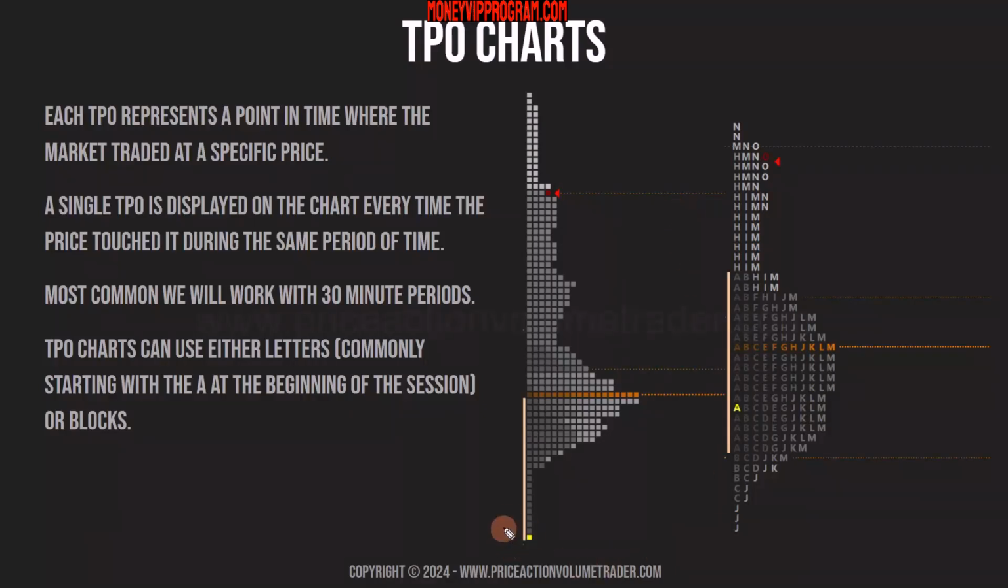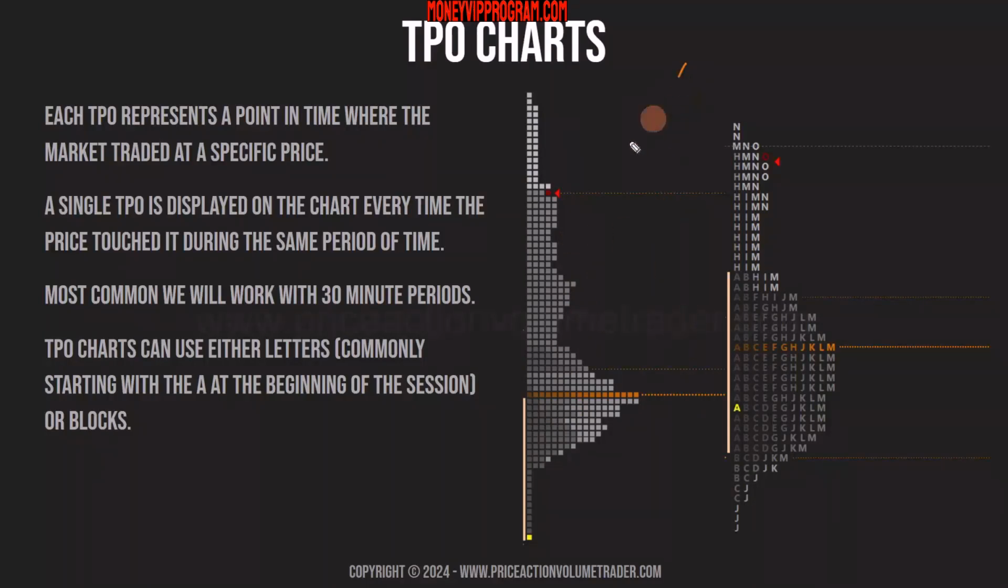So obviously we have the time scale on the bottom and we have the price scale on the right side. A single TPO is displayed on the chart every time the price touched it during the same period of time. And I'm going to show you in a second a video, just a market replay, so we can see how the profile is actually formed. Most commonly, we will work with 30-minute periods, okay?